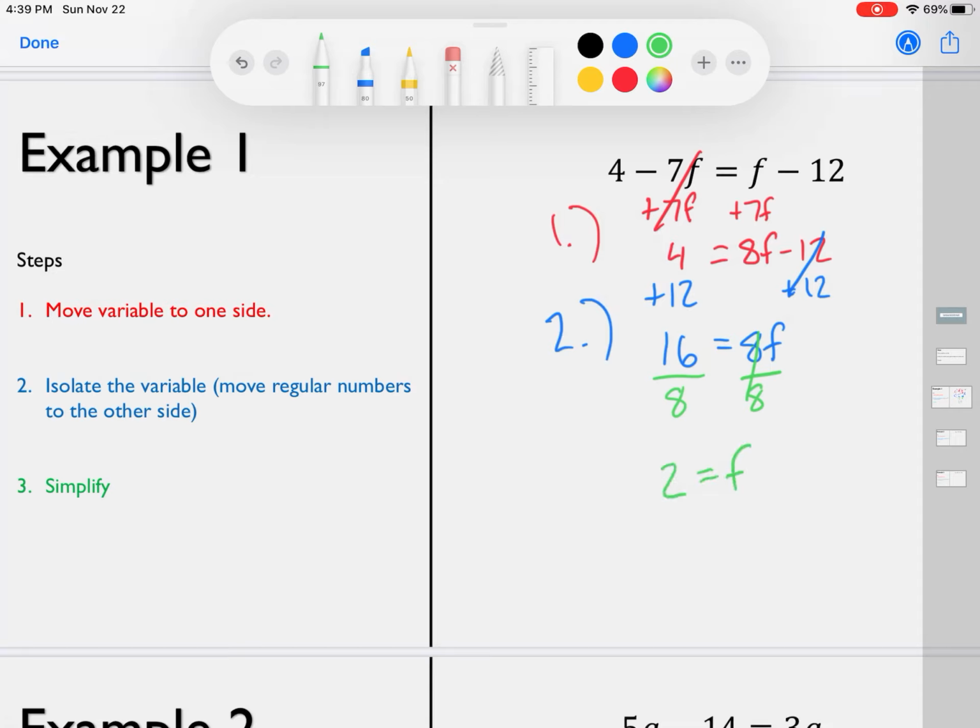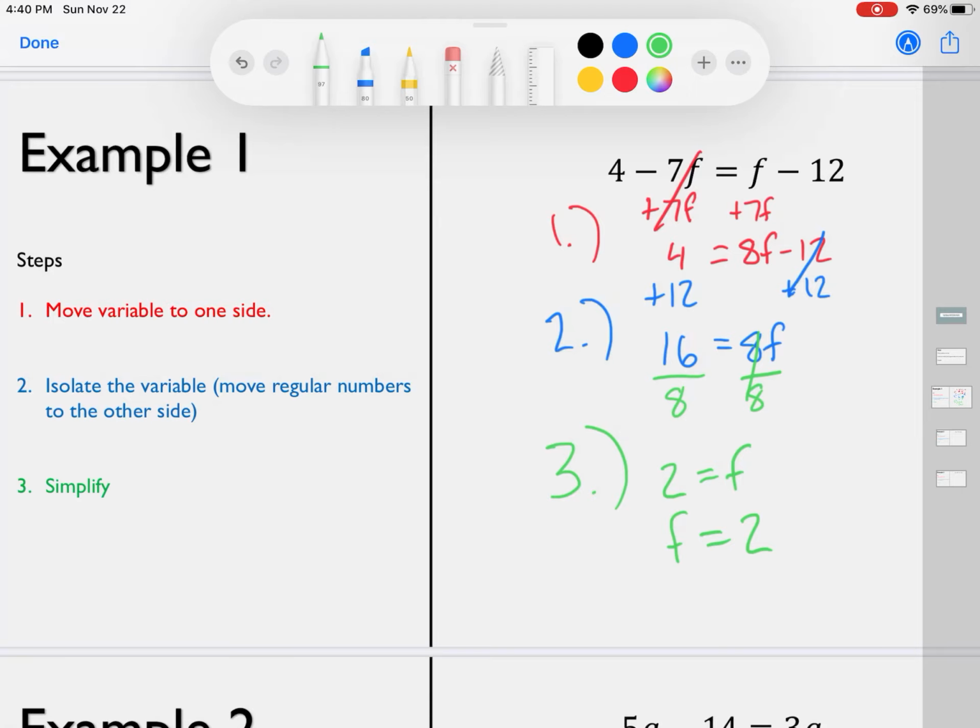And then 16 divided by 8 would be 2. So now we're left with 2 equals f, which is our answer. That's what we're trying to get. We're trying to get just the variable equals something else. And in this case, our variable f equals 2. Now, you can leave it like this. Personally, I'm weird and I like the variable alone on the left-hand side. So I'm just going to flip it and make it say f equals 2.